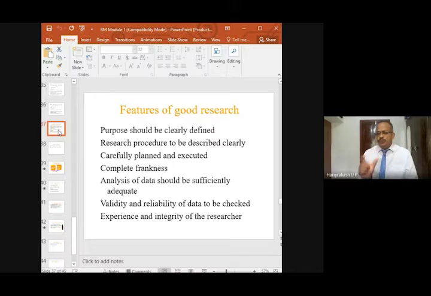Objective 1, 2, 3, 4. If you remember, we had done a research, right? There we defined the objectives: to study the consumer profile of Samsung mobile, to study the consumer satisfaction of Samsung mobile users, to study the customer loyalty of Samsung users. Right. So these are the objectives. Purpose is very clearly defined.